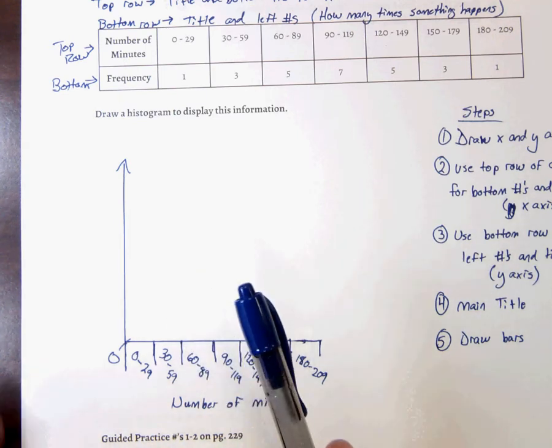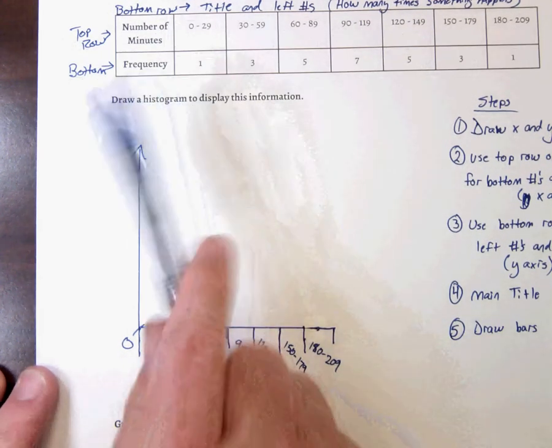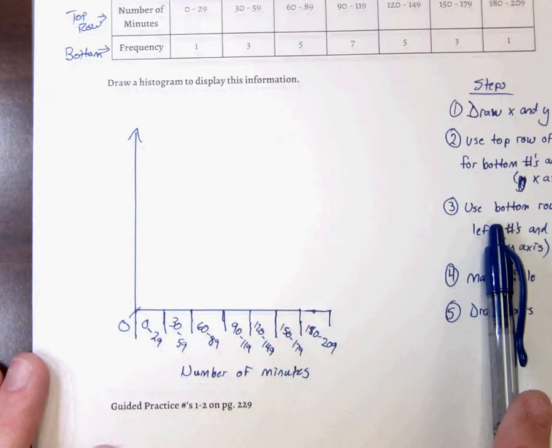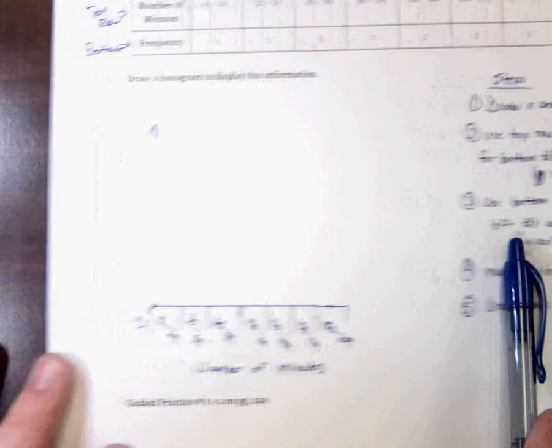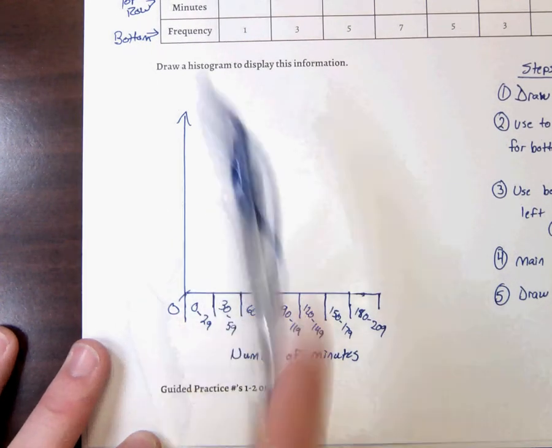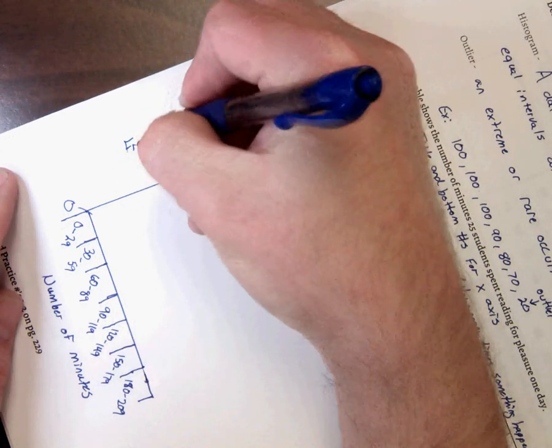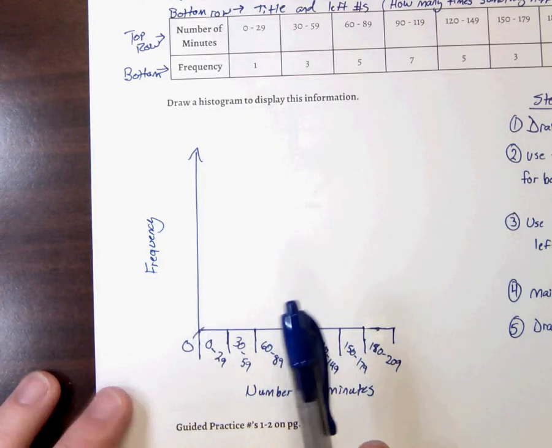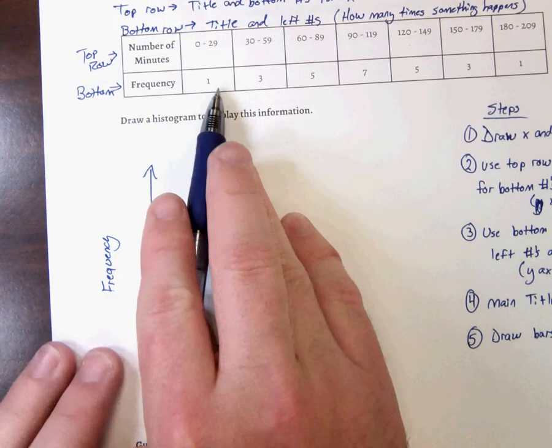Next, we want to look at our smallest and largest frequency. Our smallest value is 1 and our largest value is 7. So we have one person that read somewhere between 0 and 29 minutes. Maybe they read nothing, or maybe they read 29 minutes. We don't know. We just know they fit in that interval. And then we have 7 kids that read 90 to 119 minutes.